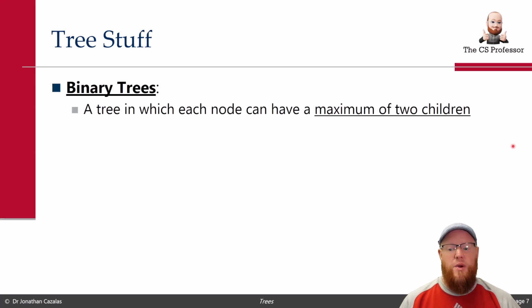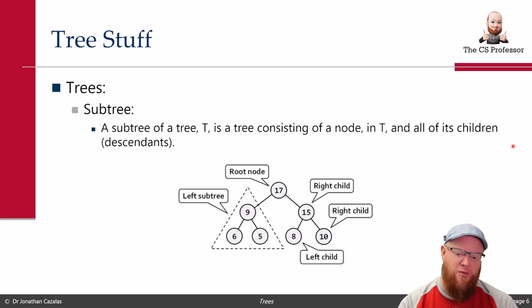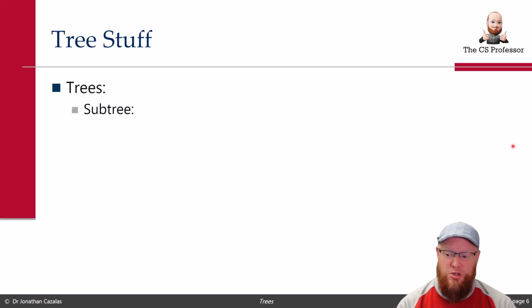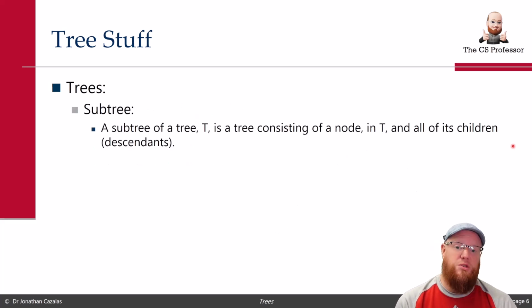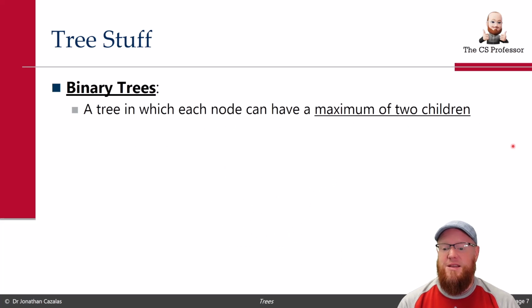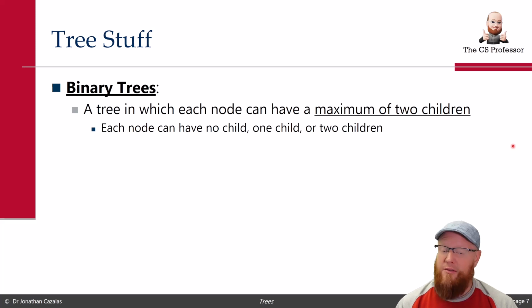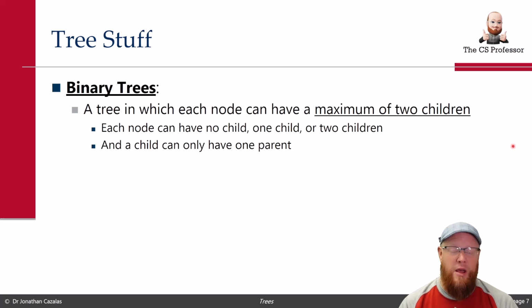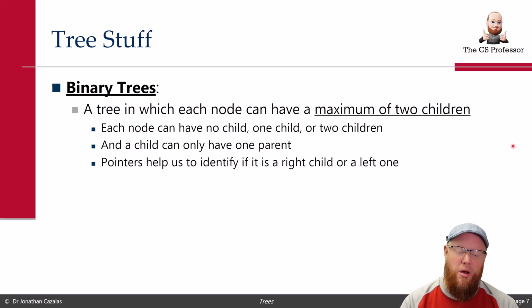Binary trees. A tree in which every node can have a maximum of 2 children is called a binary tree. So on the previous examples, this picture I showed you here, every node has only 2 children. On this picture as well, every node has at most only 2 children. But in a regular tree, nodes can have 100 children, thousands of children, right? But a binary tree is a tree in which each node has a maximum of 2 children. Each node can have no child, each node can have 1 child, or each node can have 2 children. And a child can only have 1 parent.